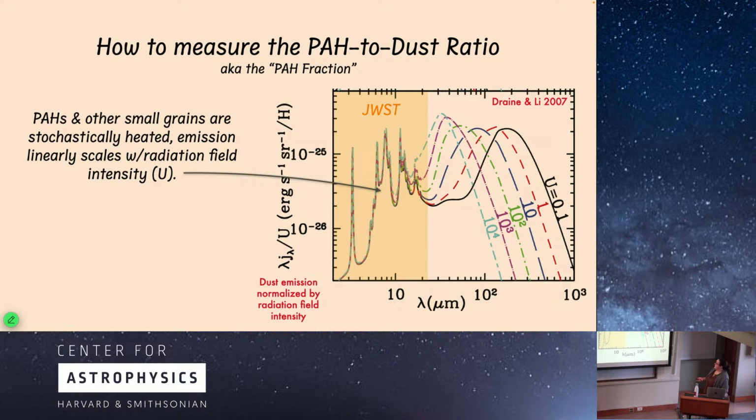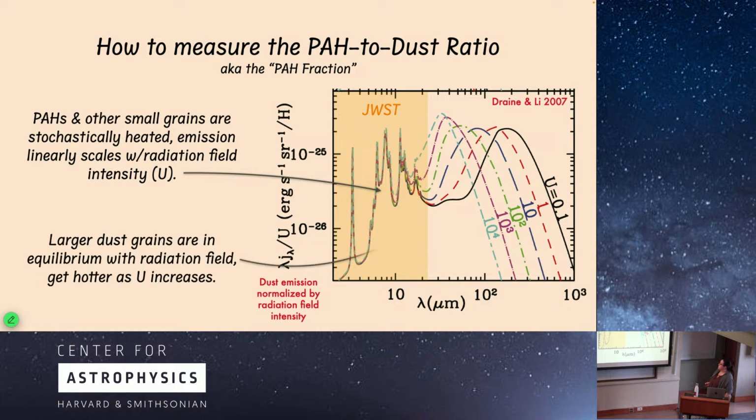At the longer wavelengths, these grains come into equilibrium with the radiation field. They absorb many photons and heat up to an equilibrium temperature. And so you can see as you increase the radiation field, the peak of the dust emission marches to shorter wavelengths. This is the signature of the equilibrium behavior, where the temperature of the grains is set by the radiation field intensity.